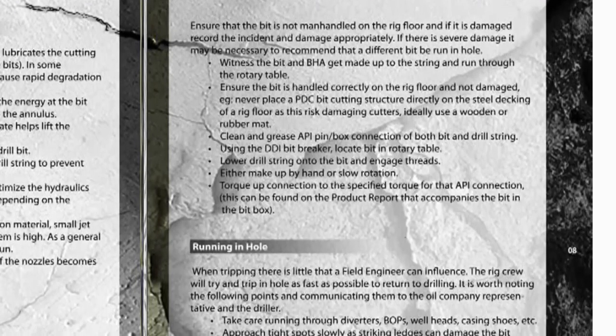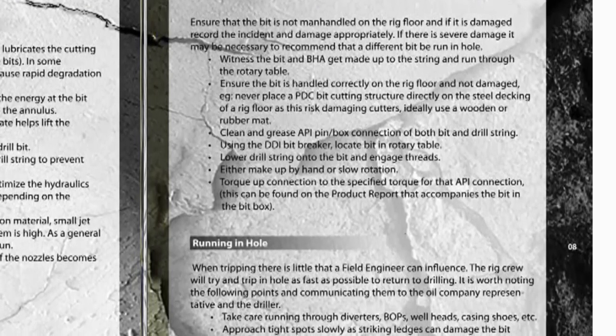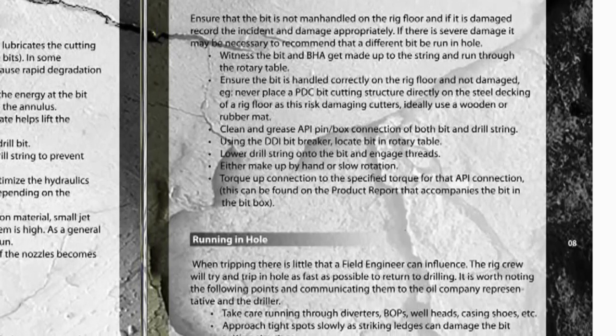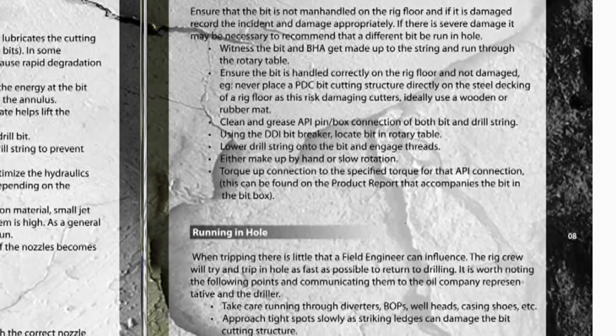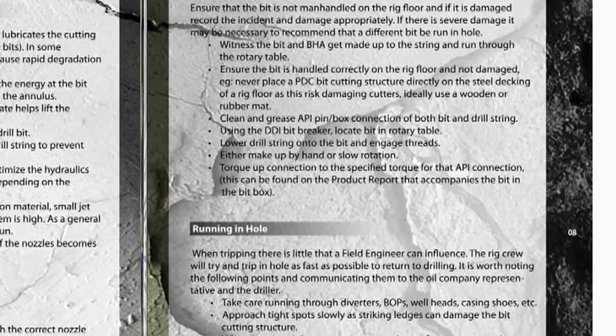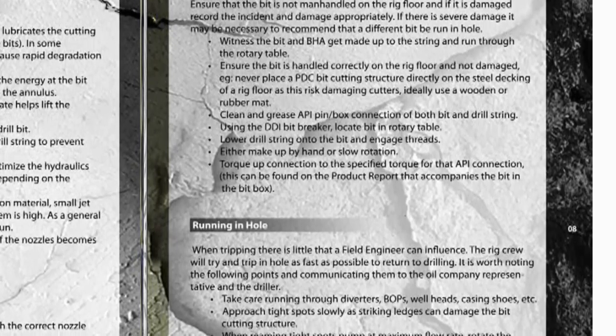Witness the bit and BHA get made up to the string and run through the rotary table. Ensure the bit is handled correctly on the rig floor and not damaged. For example, never place a PDC bit cutting structure directly on the steel decking of a rig floor, as this risks damaging cutters. Ideally, use a wooden or rubber mat.